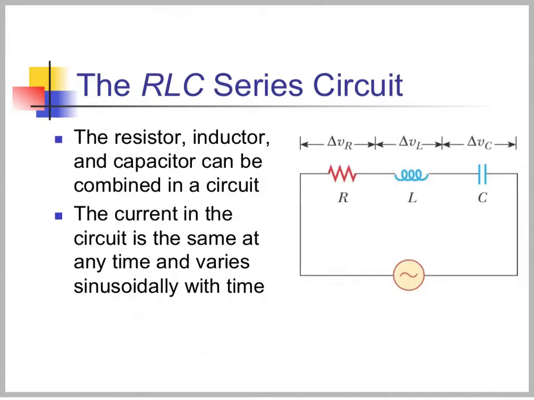So now, we've looked at what each individual one looks like. What if we put them all together? The resistor, inductor, capacitor series circuit for an AC circuit source. The current in the circuit is the same at any time and varies sinusoidally with time. I can't have current through this element and this element being different. The voltages are going to be different. And I know from Kirchhoff's rule, this voltage has got to be this one plus this one plus this one. But the current at any instant in time has to be the same through all circuit elements when they're in series.